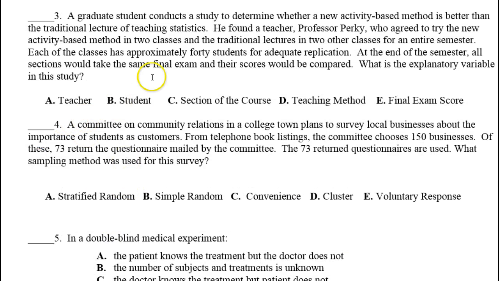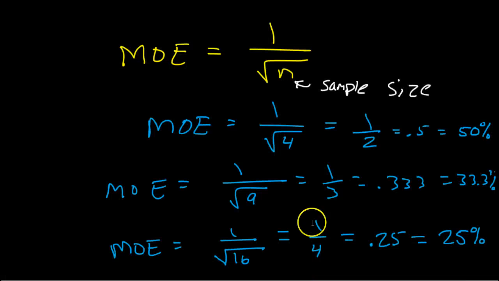For number 3, I'm going to skip to the end and see what they're asking me for. That way I can point it out as we go. So in the end, they're asking, what is the explanatory variable in this study? So what does that mean, explanatory variable? Well, you've probably talked about cause and effect.